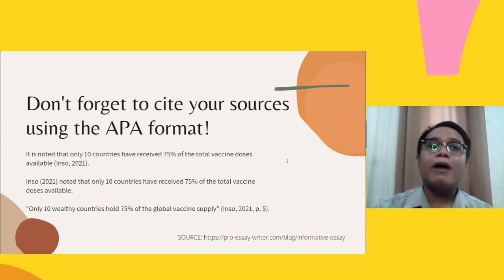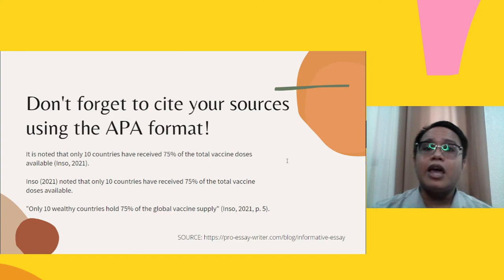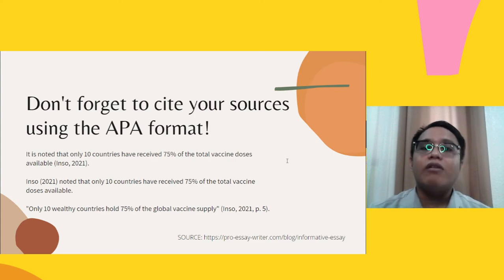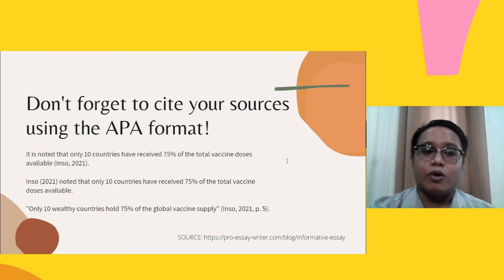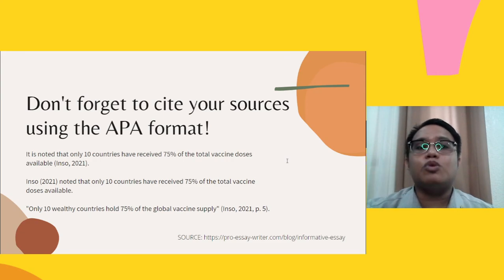Now, there's also a paraphrasing, but you use the author's name in the sentence. Just like here, INSO 2021 noted that only 10 countries have received 75% of the total vaccine doses available. So if you included already the author, so you just write the date or the year of publication. So INSO, open close parenthesis, 2021.